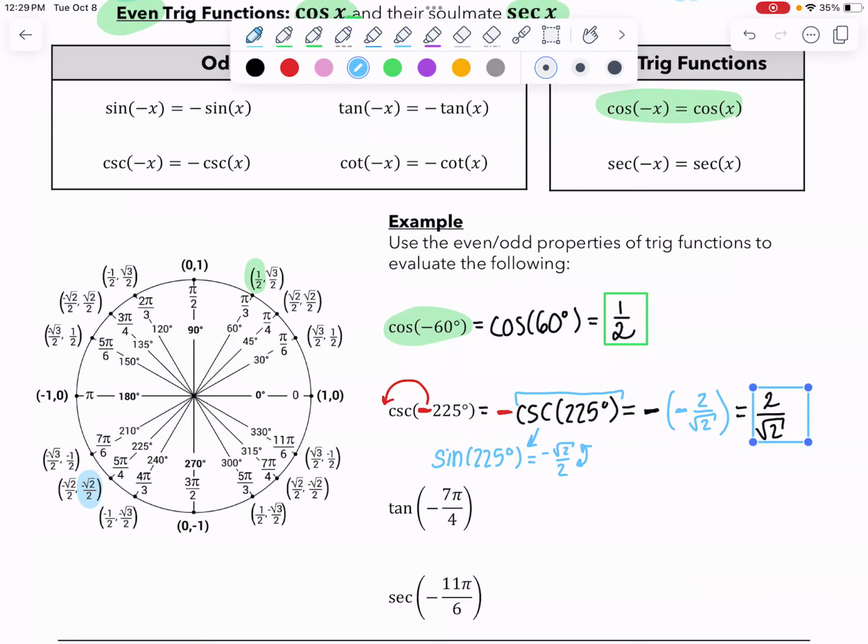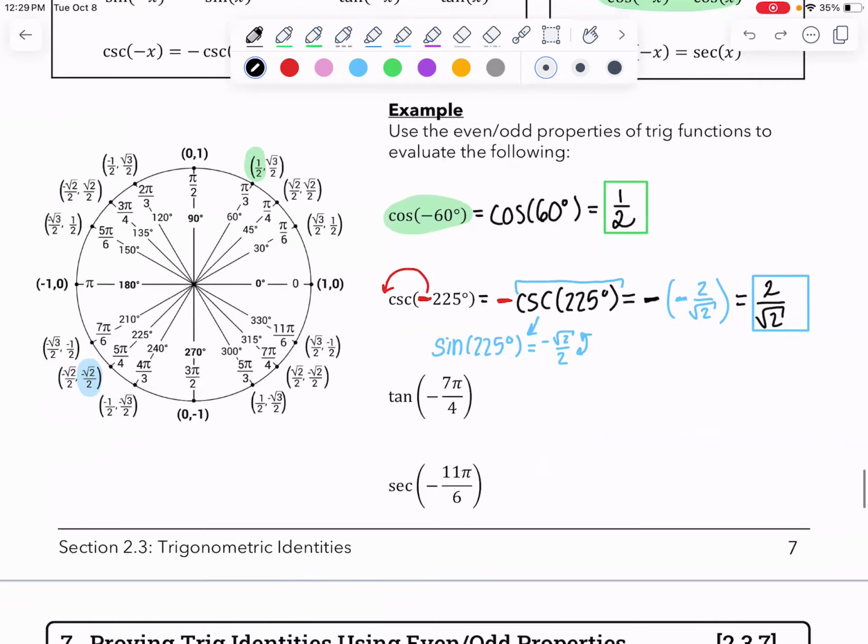If you had done negative 225 degrees, that would have taken you to here. Your y value would have been root 2 over 2. So sine of negative 225 would have been root 2 over 2. You would have flipped it upside down and gotten the same answer we got over here, 2 over root 2.